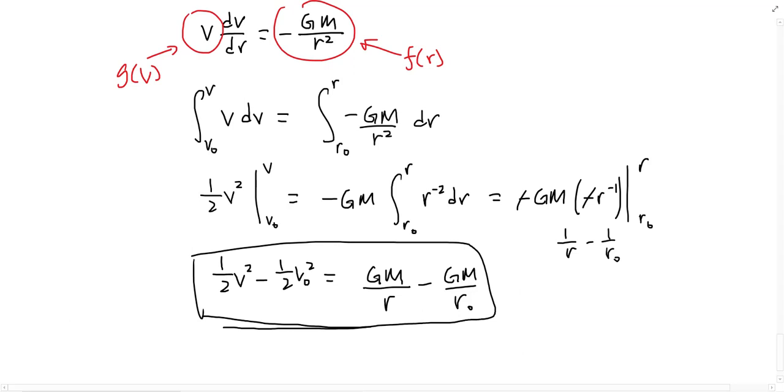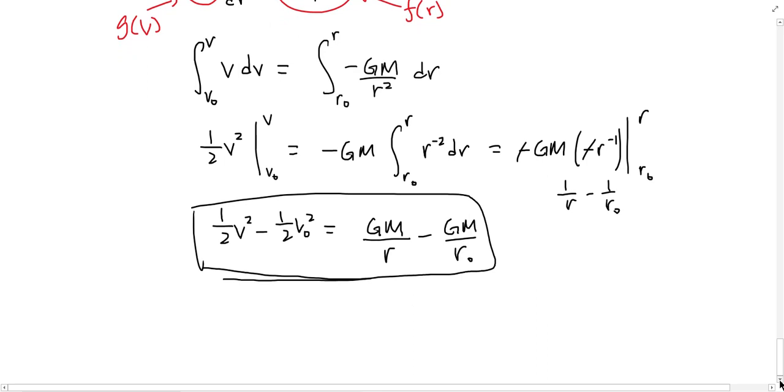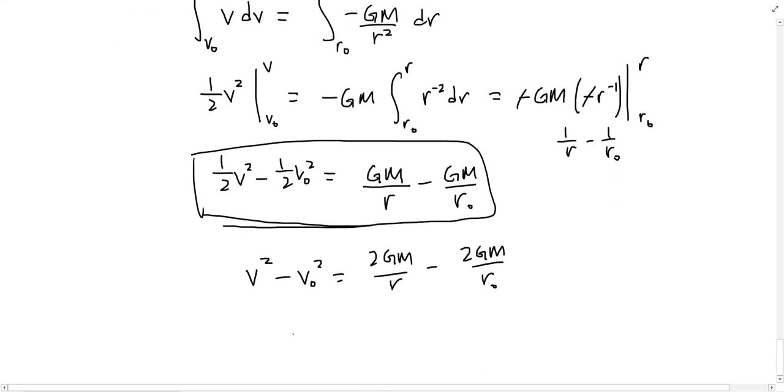The first thing I'm going to notice is this. If I'm looking at this equation right here, remember I'm trying to find a relationship between v and r, where v is our dependent variable and r is our independent variable. So what I'm going to do is solve for v first. I'm going to multiply everything by 2, and then I'm going to move the v sub 0 squared over.